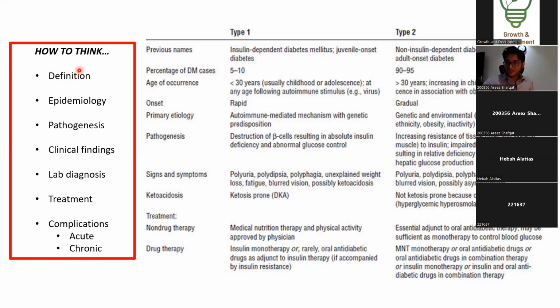How I defined diabetes in the previous slide was what? Lack of insulin effect. That lack of effect can be due to lack of insulin, as in type 1, or resistance to insulin, as in type 2. So that's the definition done. Then let's move on to epidemiology. Who gets type 1 diabetes? Can anyone answer that? Who gets type 1 diabetes usually?